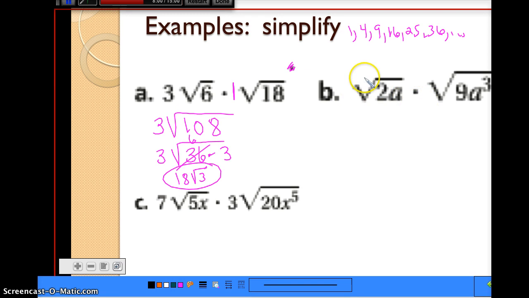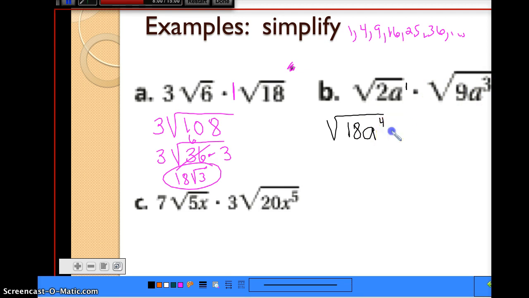All right, the next one, the leading coefficients are a 1 and a 1, and 1 times 1 is 1, so we don't need to write that, but let's multiply our radicals. 2a times 9a cubed, 2 times 9 is 18. A to the first times a to the third. Remember, when you multiply, you add the exponents. So it's a to the fourth.